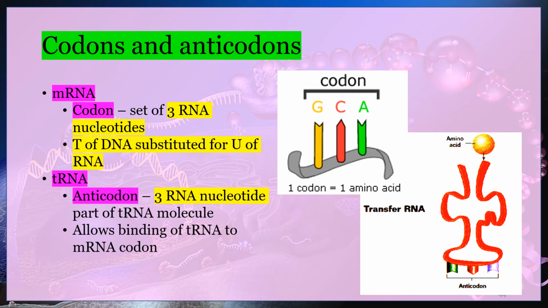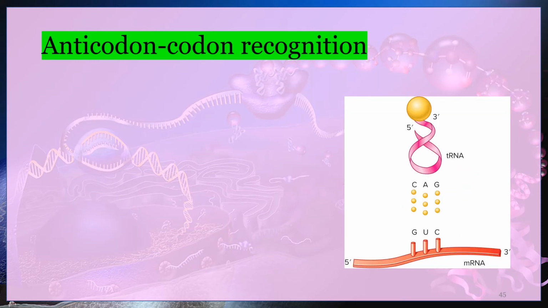In tRNA, we have an anticodon, which is 3 RNA nucleotide parts of the tRNA molecule, which allows binding of the tRNA to the mRNA code. And we'll be showing you a video of what that looks like here in a few. We have an anticodon-codon recognition.